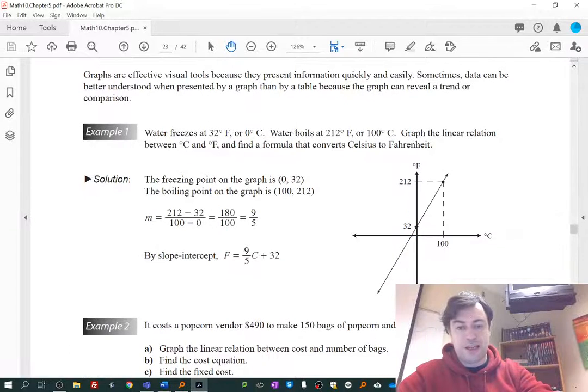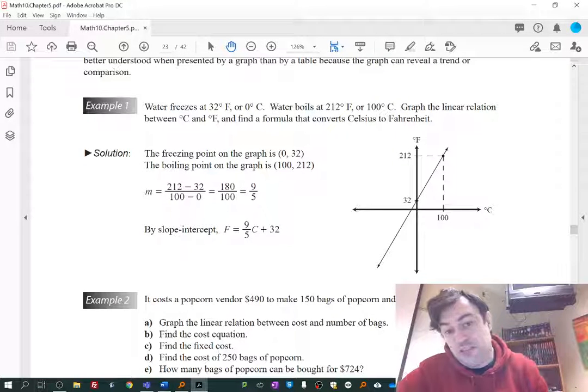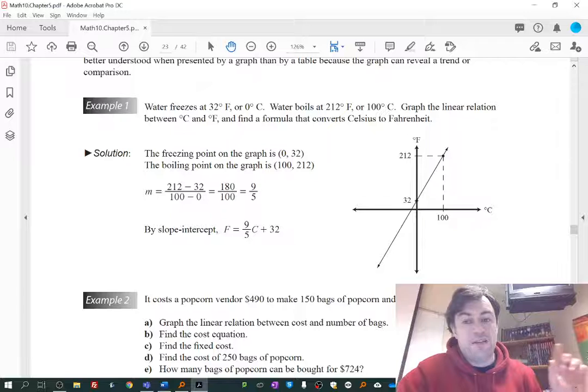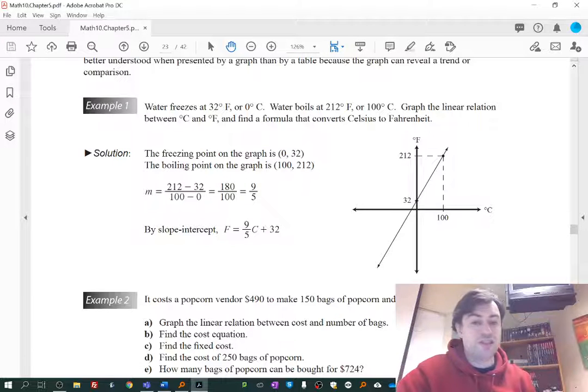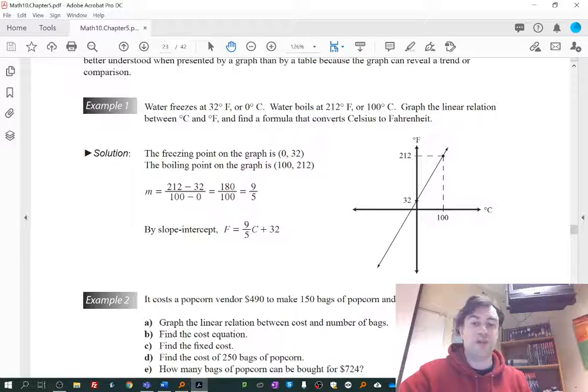So here's an example of water freezing. If you read the question here in front of us, example 1, it says that at 32 degrees Fahrenheit or 0 degrees Celsius, you have water freezing, and then it boils at 212 degrees Fahrenheit or 100 degrees Celsius. So they're supposed to graph the relation between Celsius and Fahrenheit. So we sort of have the 2 ordered pairs, right? We have 0 and 32, and we have 100 and 212.